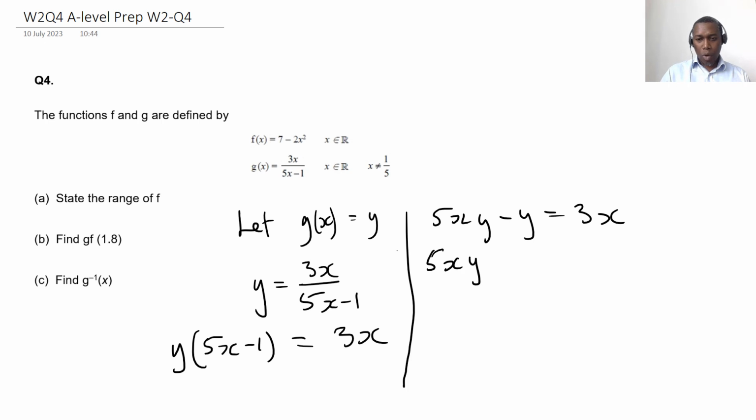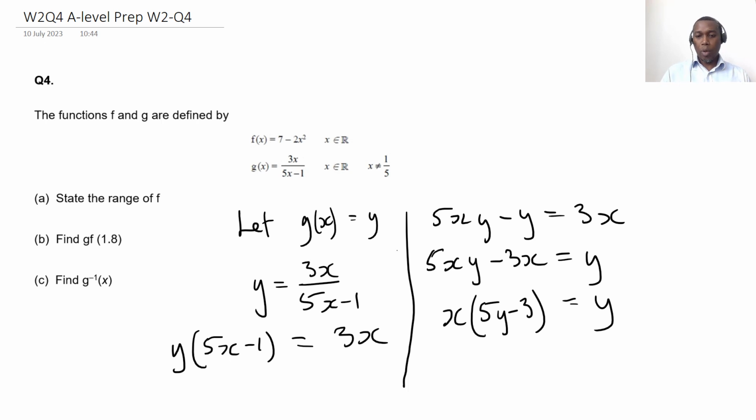So I get 5xy - 3x. That positive 3x becomes take away. And the negative y doesn't have x, so it goes on the right, is equal to y. Then we factorize. You recall this process? We factorize and we get x as a common factor. So we have x(5y - 3) is equal to y.